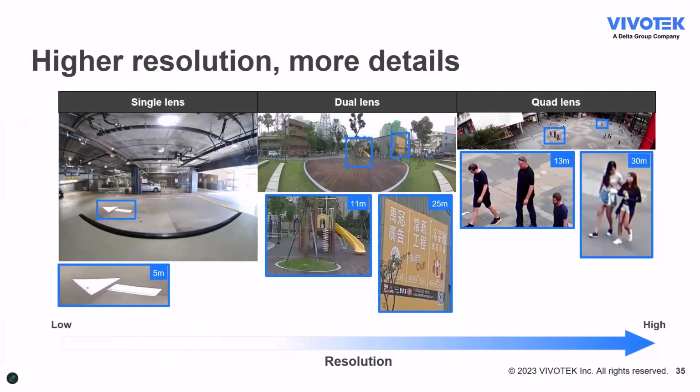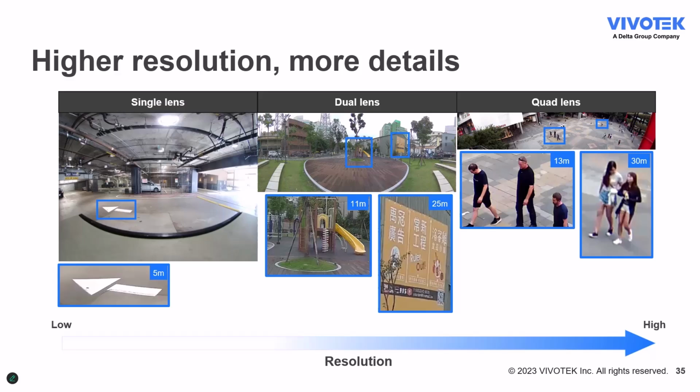If you need to zoom in for more detailed views at distances ranging from 10 to 20 meters, a dual lens panoramic camera is the better option. It combines wide coverage with the ability to focus on specific details. It makes it great for spaces like parking lots and also warehouses.